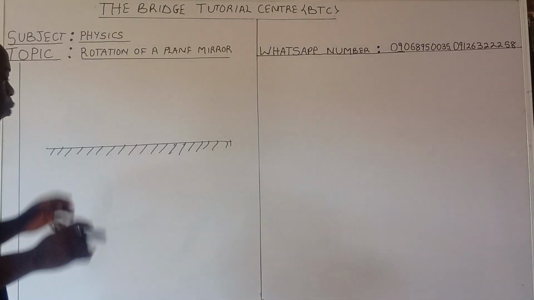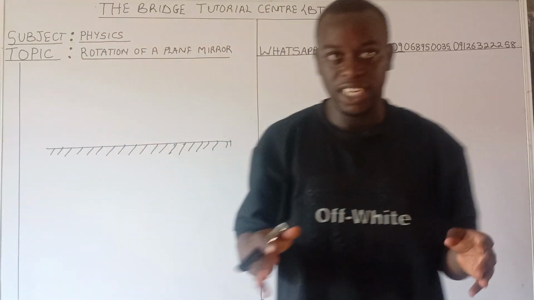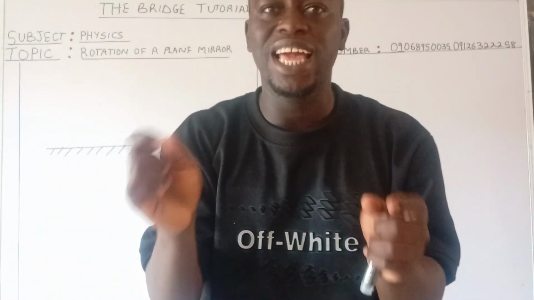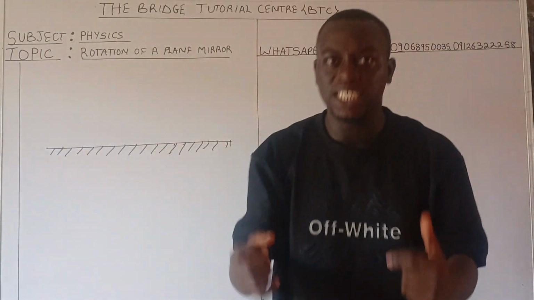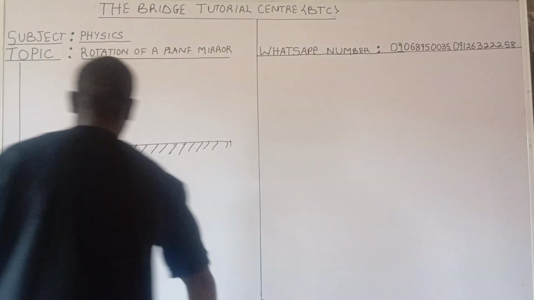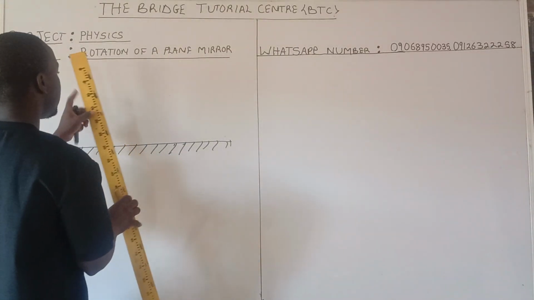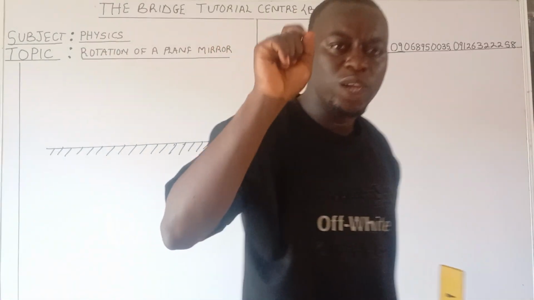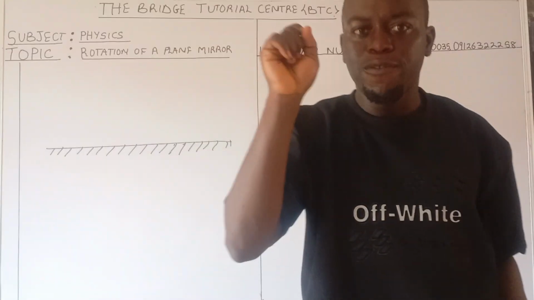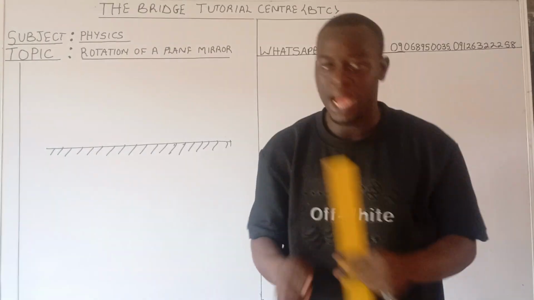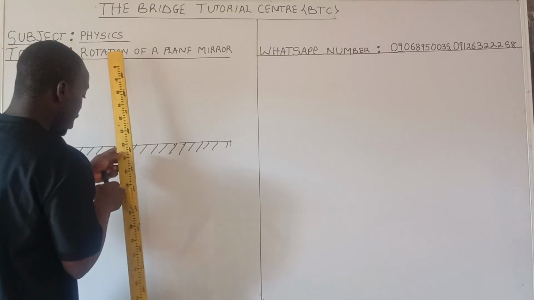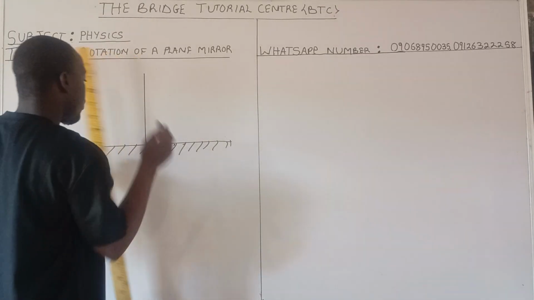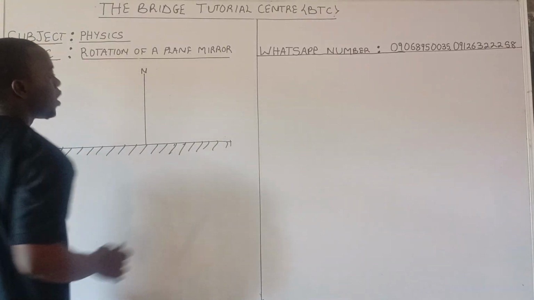So what's the next thing? What we want to talk about today specifically is what will happen to the reflected ray when you rotate a plane mirror. So let's see. The first thing you have is your incident ray. But before you talk about your incident ray, whenever you draw a plane mirror, the first thing that you must draw is your normal. So let us draw a normal. Your normal is always perpendicular to the surface. So this is the normal.